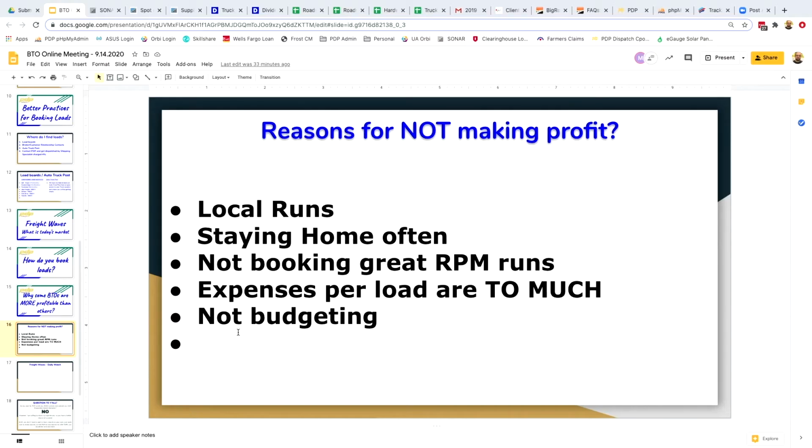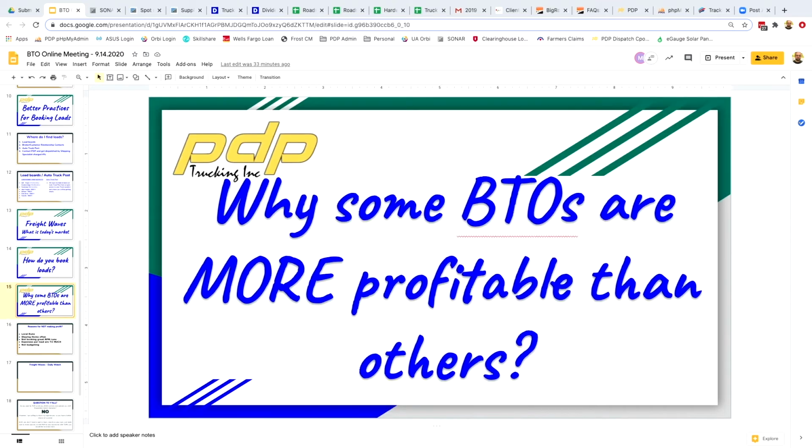A lot of people are not booking a great rate per mile. Y'all just see what the rate is, and y'all aren't actually calculating how much you're going to profit off of the load. A lot of this really does come down to budgeting. You have to budget, okay? We can tell you all day long, book a good rate per mile.